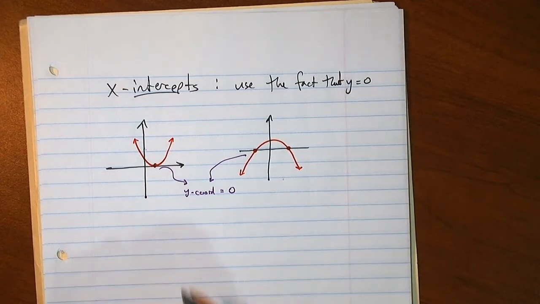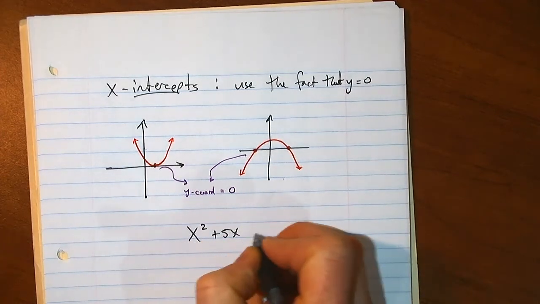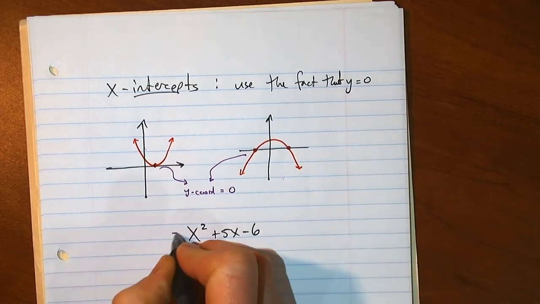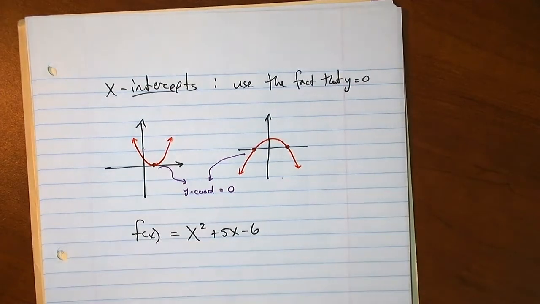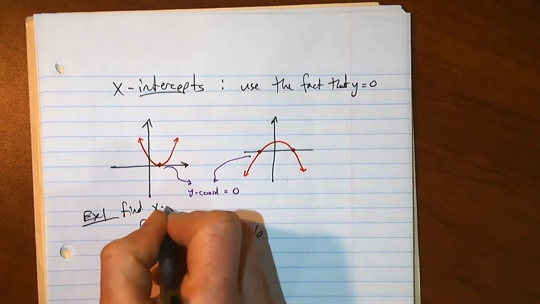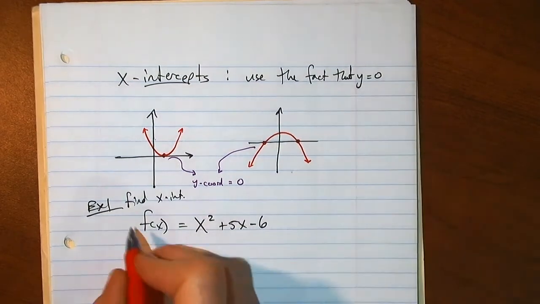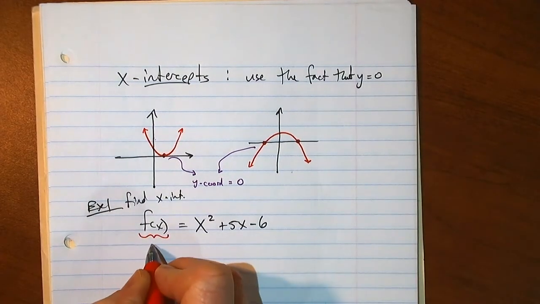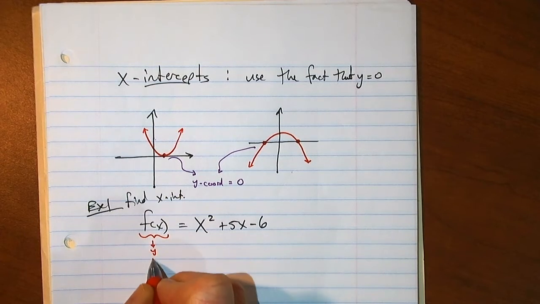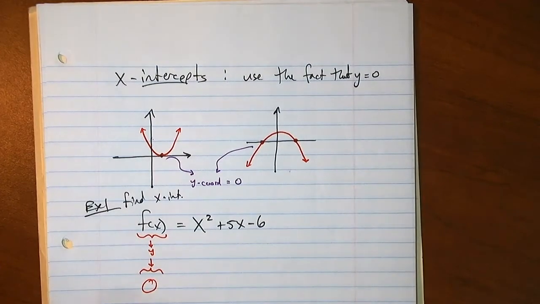So if we think about an equation, x squared plus 5x minus 6 equal to f of x, and we want to find the x-intercepts, this takes us back to actually one of our major topics from last semester. If I'm going to say that y is equal to 0, remember, f of x is the same as y. That's the same as having a y. So we're going to make that be equal to 0. Everything else stays the same.